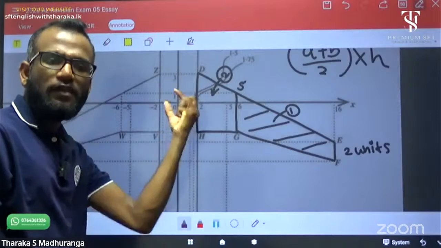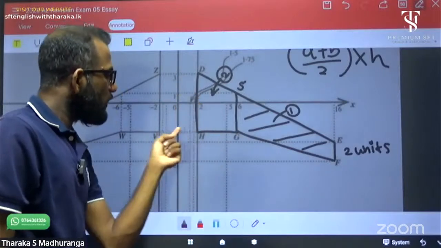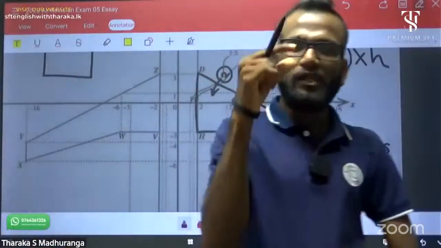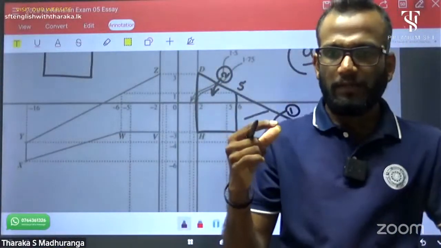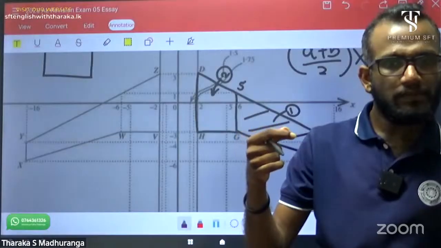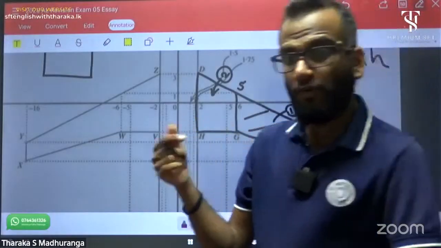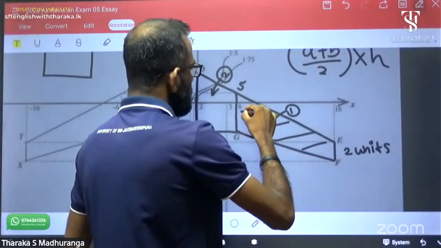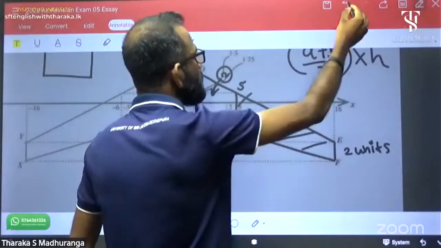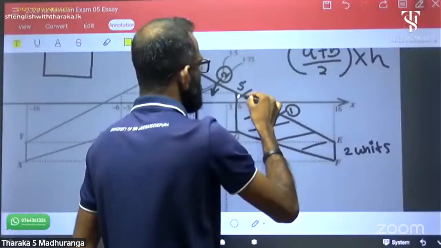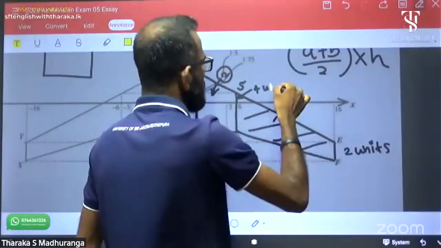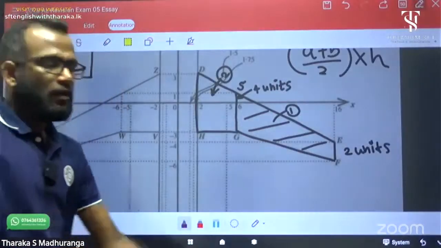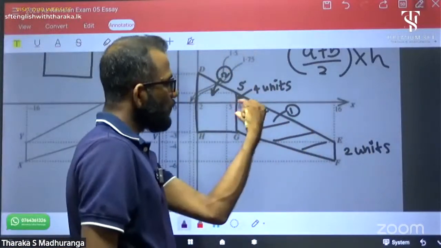What is the S coordinate? 1. Then what is the distance? G coordinate -3, S coordinate +1. What is the distance between -3 and +1? Great, it is 4 units. Okay, now 2 and 4.